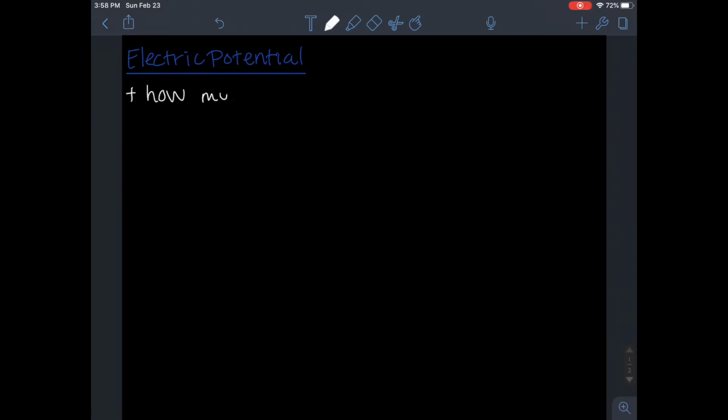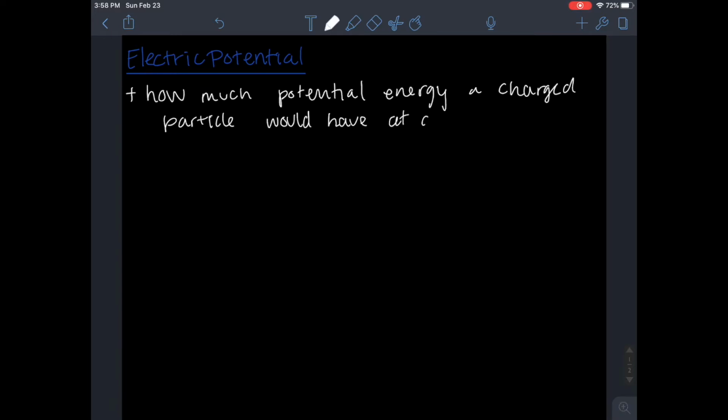Let's talk about electric potential. Let's start with the definition: how much potential energy a charged particle would have at a given location. It is very similar to gravitational potential energy.